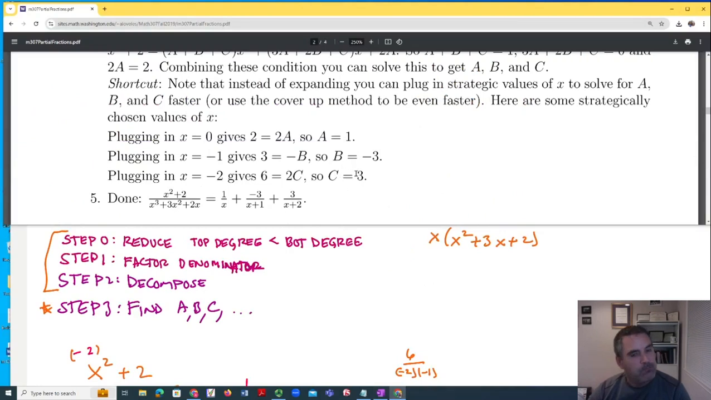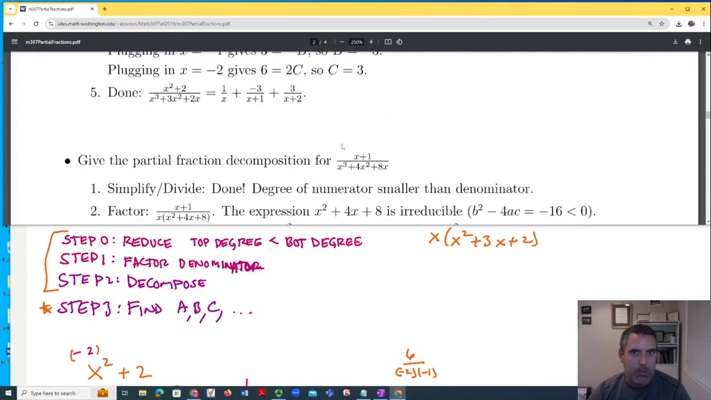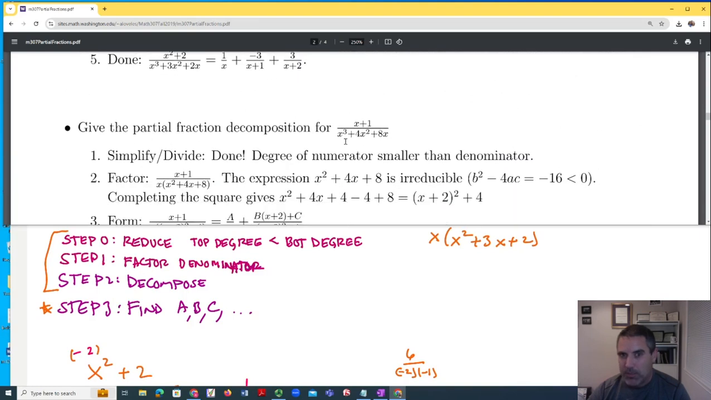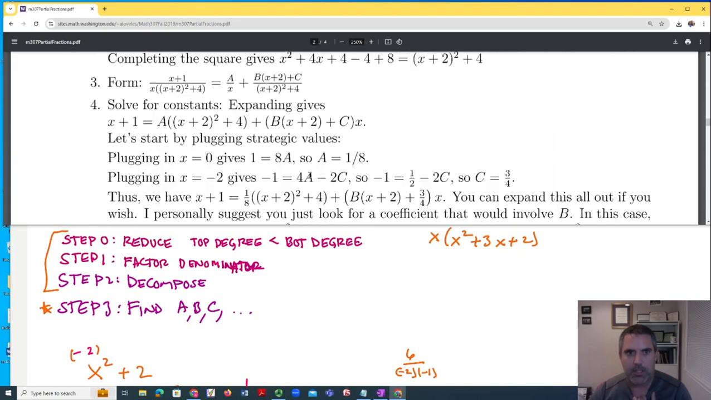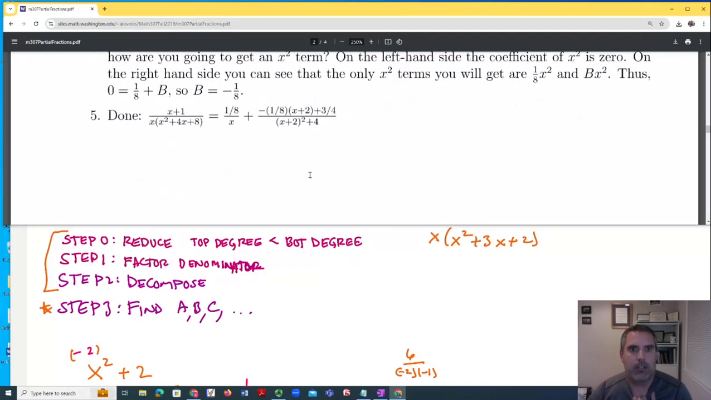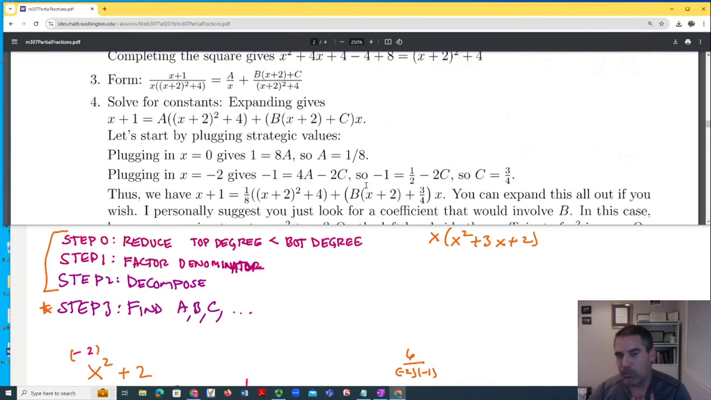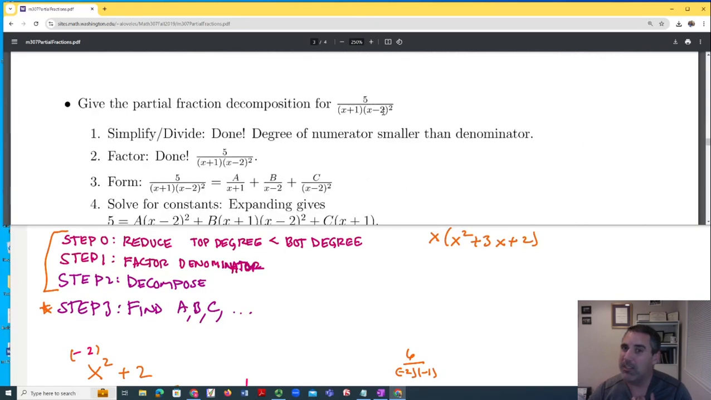It matches up. Now the problem is what happens when there's a repeated term or an irreducible quadratic. So I go through and then do several more examples in this review sheet. I talk about here's an irreducible quadratic, and I find the numbers by the standard techniques. This is a good practice sheet if you just want to practice that step. Here's one with a repeated linear term.